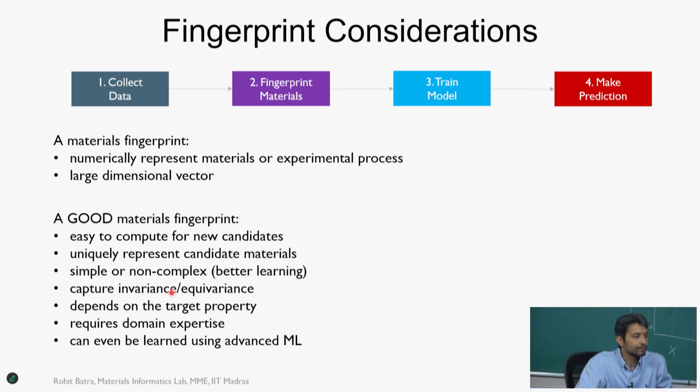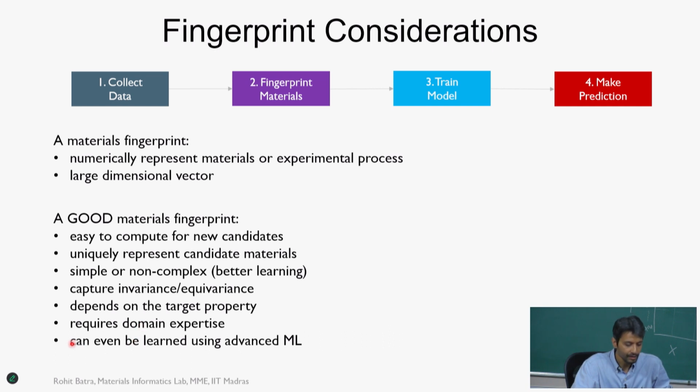So this way, you can think of what features are contributing to your target property. If I'm able to think of a mechanism, then associated with that mechanism, these are the attributes which will help me learn the property. It requires domain expertise. You should have a mechanistic understanding of what is happening, and that's when you will be able to come up with better fingerprints.